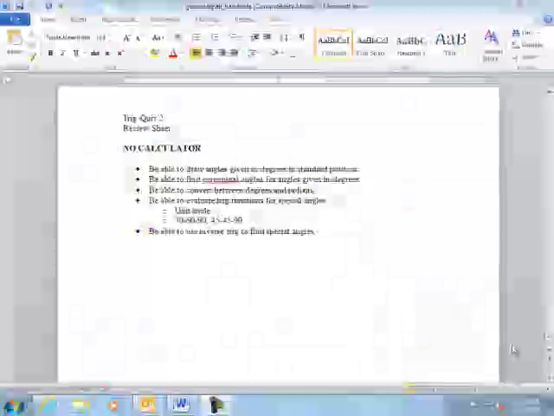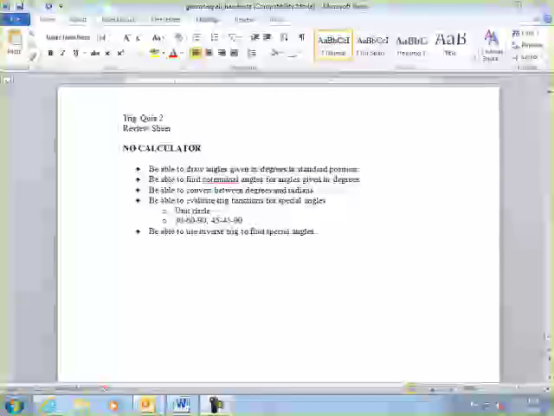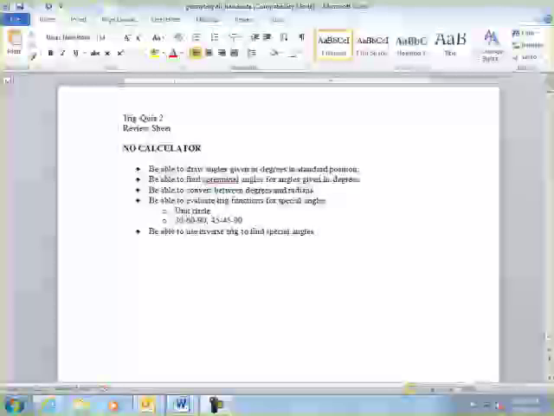The next part of the review sheet says that we need to be able to convert between degrees and radians. What was our conversion? Just like 12 inches is 1 foot, how do we move back and forth between degrees and radians? 180 and pi. So 180 in degrees is equal to pi in radians. And we're going to set it up as a fraction to do our conversions.